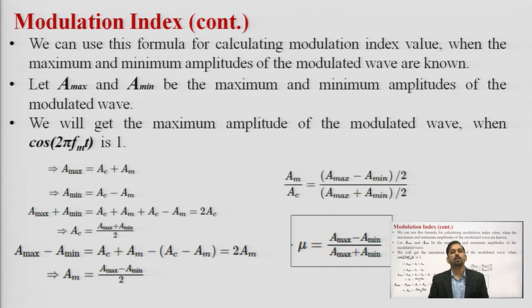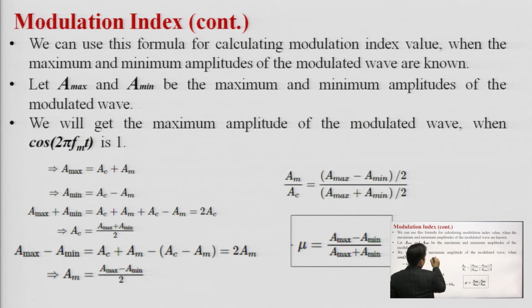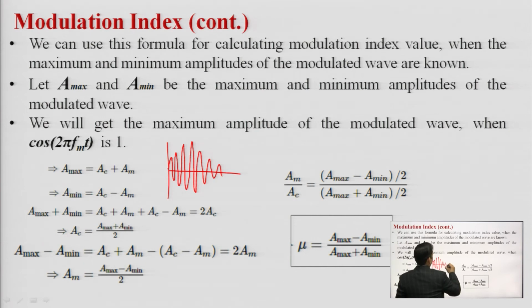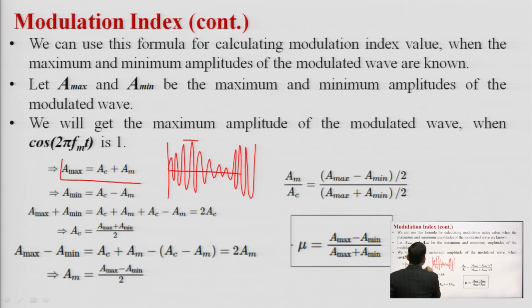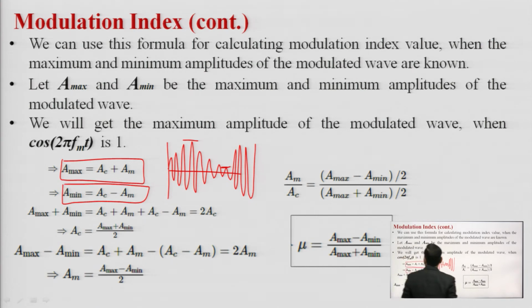How can we calculate the modulation index from the waveform? As we have seen, if we look at the envelope in AM, the maximum amplitude is AC plus AM and the minimum amplitude is AC minus AM. So, A min equals AC minus AM.